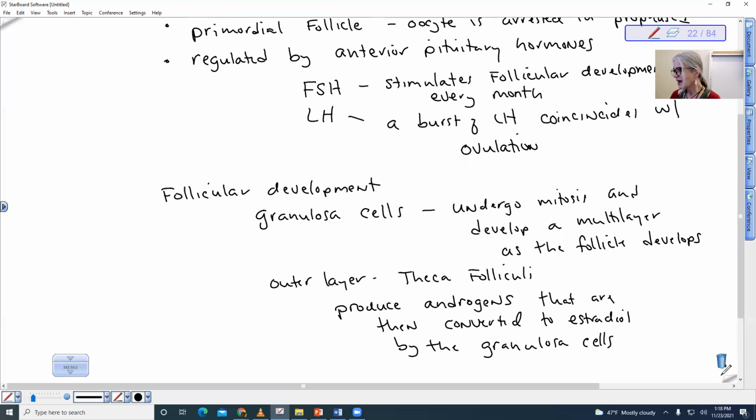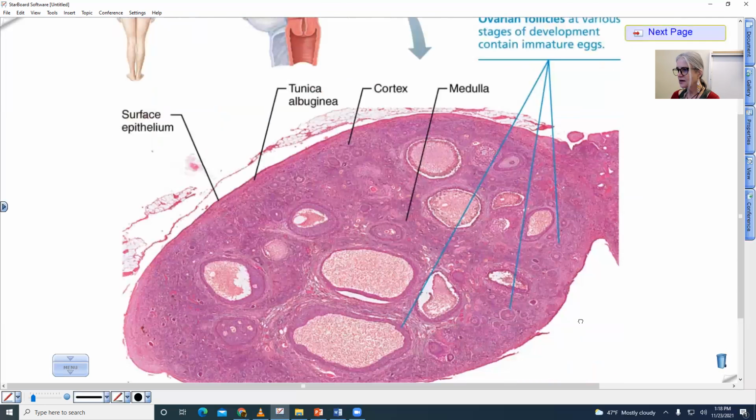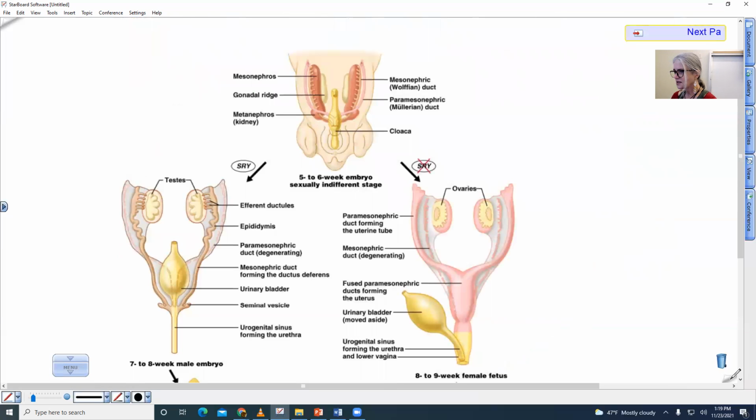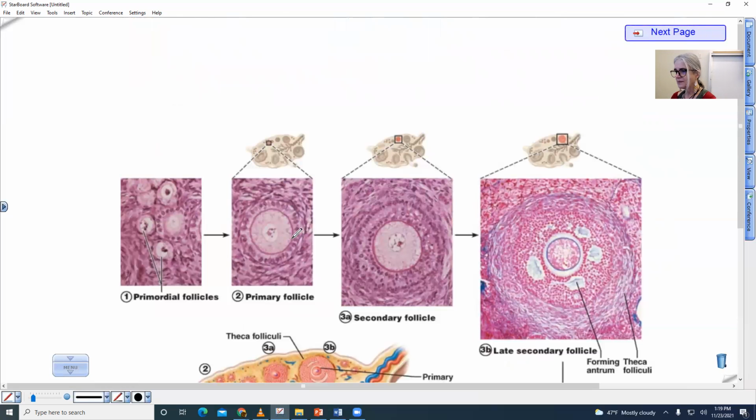If we look at a diagram of this follicular development, we can see these little places in here. These are the primordial follicles. As the follicle develops, this would be the oocyte right here, this would be the layer of granulosa cells, and then this is the theca folliculi. This is a cross section. This one is a very enlarged follicle, but the cross section through it doesn't show the oocyte, so let's see if we can find a better picture. Okay, this is a better picture.